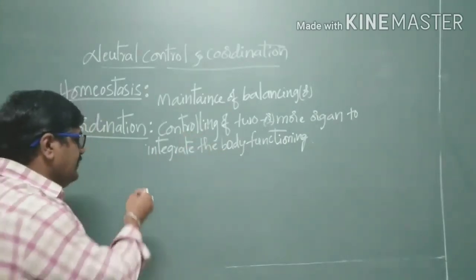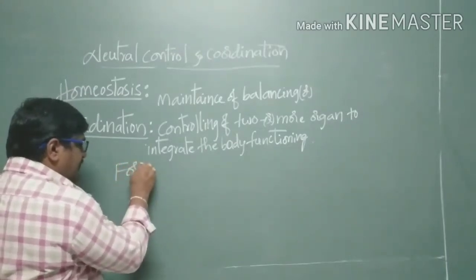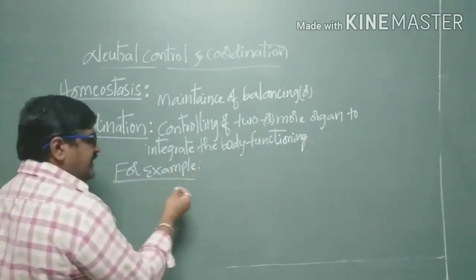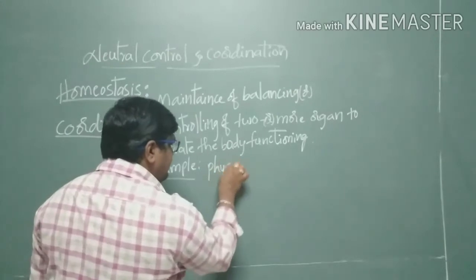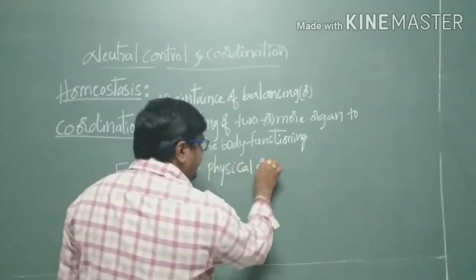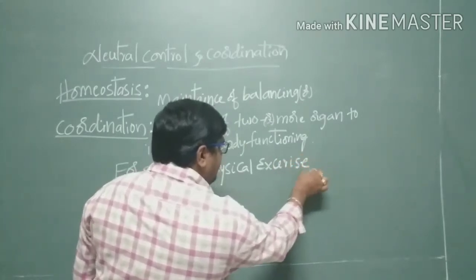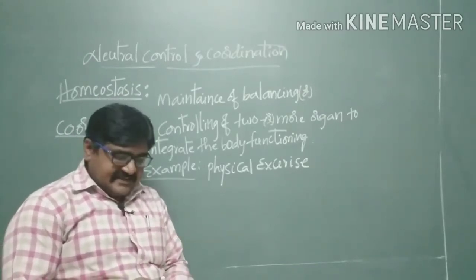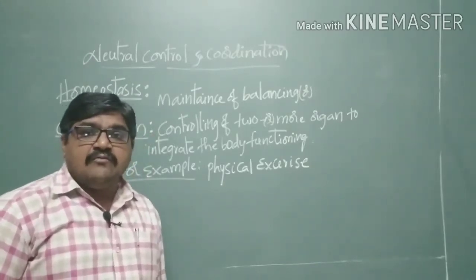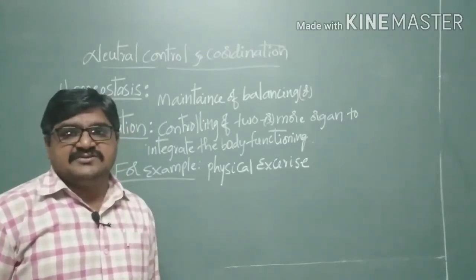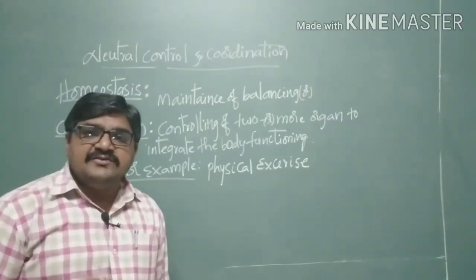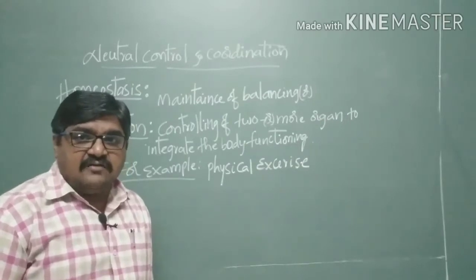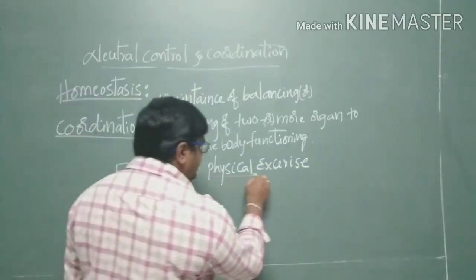For example, if you take physical exercises, when physical exercises take place, there is a controlling of nerves, that means stimulation of nerves takes place. Along with the stimulation of nerves, muscle stimulation takes place.